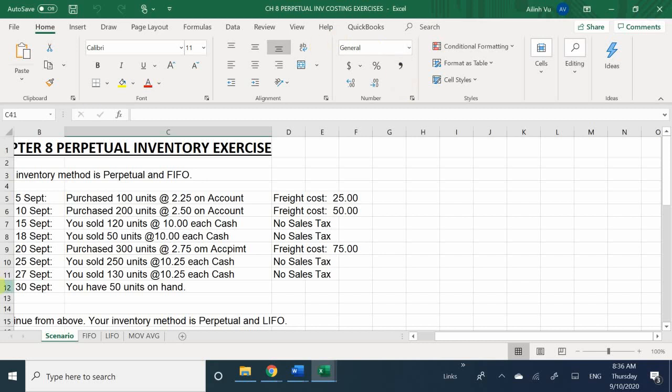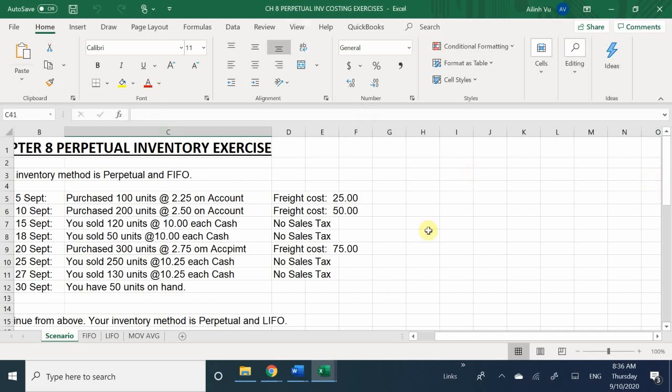Okay, chapter 8 exercises. So now we're just going to be rinse and repeating. Again, this is for you guys to practice on each and every single one. Each scenario is different, but the concepts are there. So let's get started.